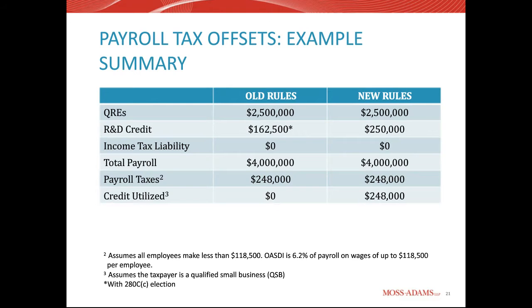Okay, so real quickly, I just wanted to highlight some of the key differences between the old rules and the new. And really the main difference I wanted to draw your attention to is the very bottom line. Under the old rules, a company with $2.5 million in R&D costs and $4 million in payroll would get a credit of 0 if they don't have any federal income tax liability. However, under the new rules, a company with that same scenario could offset almost $250,000 in payroll tax.